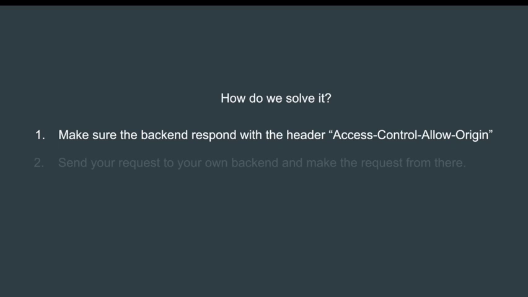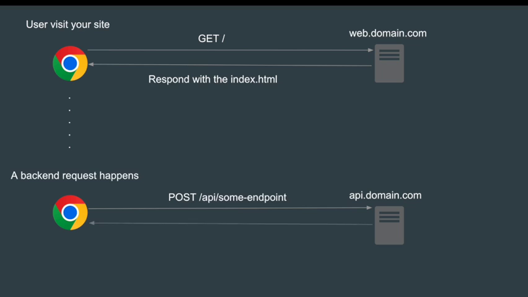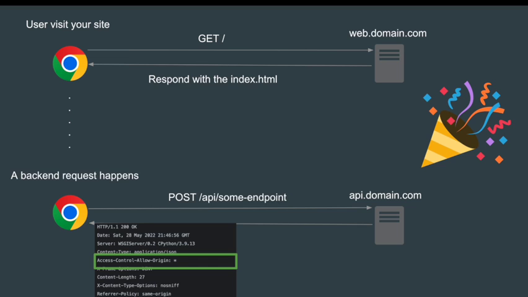For the second case, we might want to send a request to a backend we control and from there make the request, also known as a proxy. If this is confusing, don't worry, we will dive into the code later, but for now, let's assume we added the header to our backend server. Here, the browser triggers the request, and when the backend server sends a response back, it includes the Access-Control-Allow-Origin header, and boom, it's working as expected.